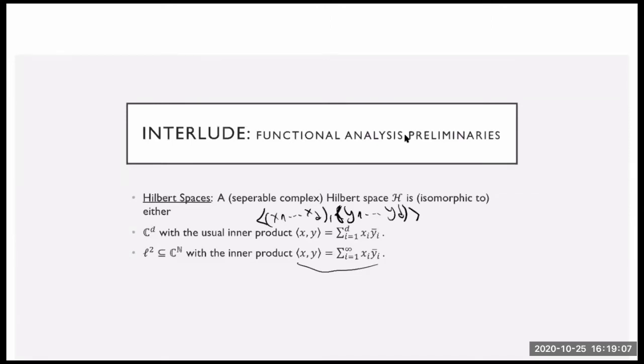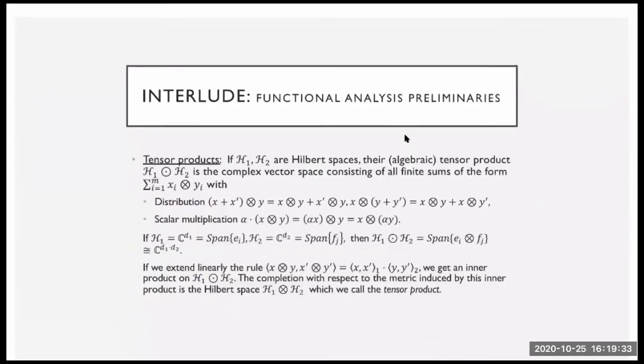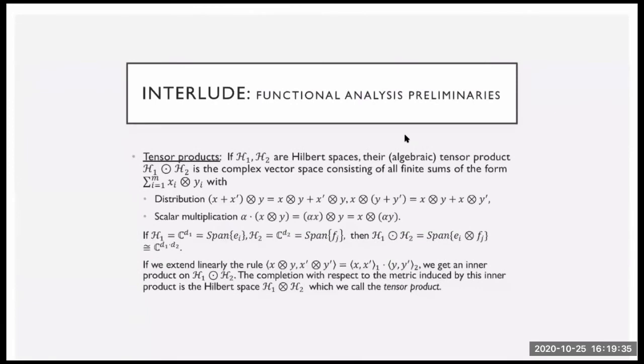You need to take sequences such that their product with themselves is bounded. So if you take the product of any sequence with itself, it is a series of non-negative numbers. This series either converges or diverges, and if it converges, this sequence is part of this L2. Okay, I'll move along. What is the tensor product of two Hilbert spaces? So let's go through that really quick.